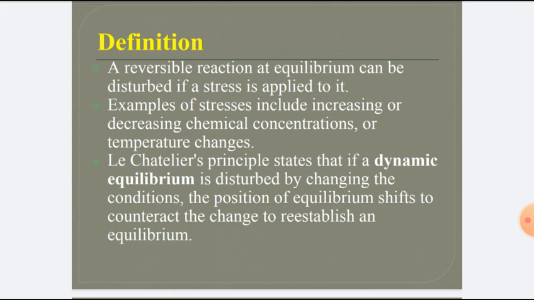Le Chatelier principle states that if a dynamic equilibrium is disturbed by changing the conditions, the position of equilibrium shifts to counteract the change to re-establish an equilibrium. If a chemical reaction is at equilibrium and experiences a change in pressure, temperature, or concentration of product or reactant, the equilibrium shifts in the opposite direction to offset the change.